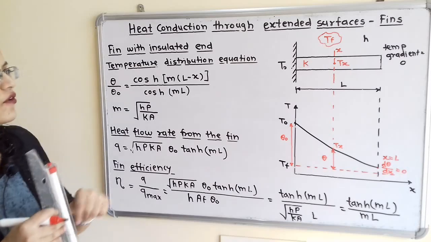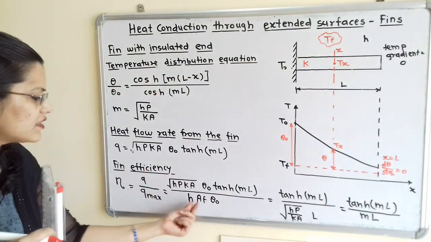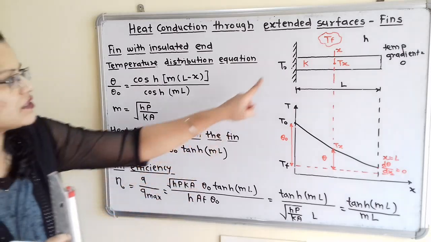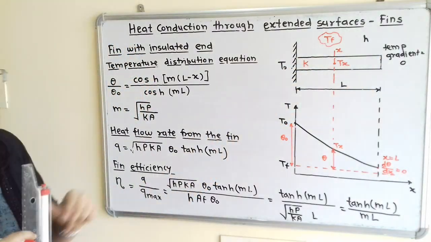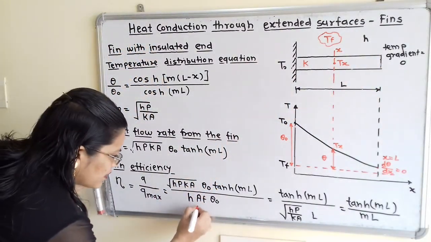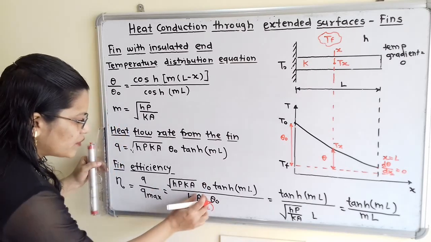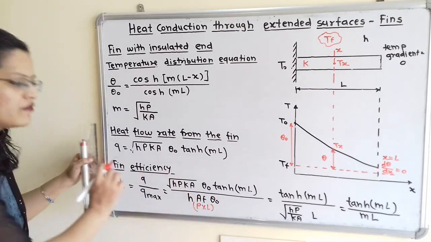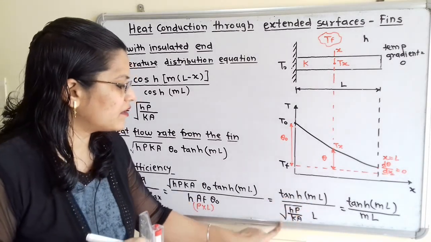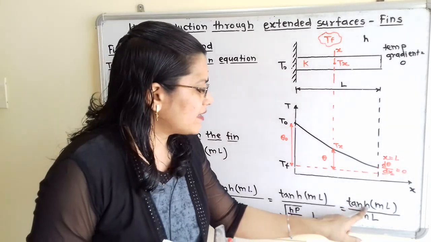For the maximum heat flow, we have to use the surface area of the fin, so hA_f theta O is the formula. What is A_f? That is the surface area of the fin, which is nothing but the perimeter of the fin multiplied by length, so A_f is equal to P multiplied by L. If we simplify this, we remove A_f and put P multiplied by L, and then we get tanh(mL) divided by under root of hP by kA L. So the final formula to calculate eta is tanh(mL) by mL.